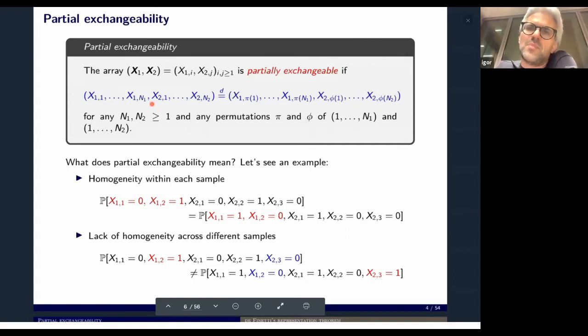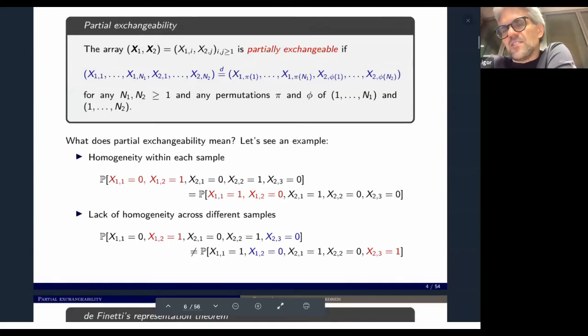Okay, and here I have a very simple example. So the homogeneity within: if I permute the first two values of the first sample, then the distribution won't change. But obviously, if I start permuting across, then I lose the homogeneity. So for instance, here, if I permute the second value of the first sample with the third value of the second sample, so I do a permutation across the two samples, then I obviously lose the equality in distribution because exchangeability doesn't hold across. So you have heterogeneity across the two populations or the two samples. Okay, so far so good.